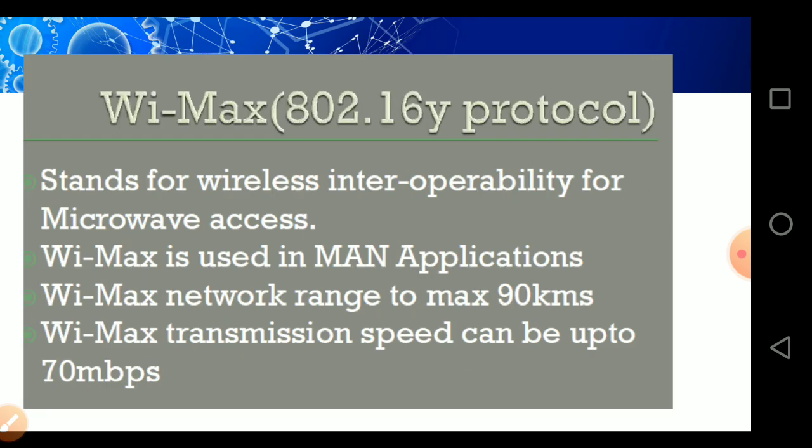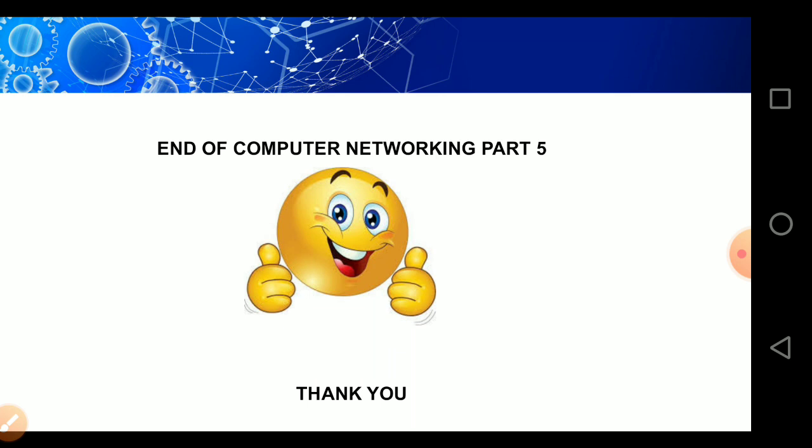WiMAX is another protocol, standing for Worldwide Interoperability for Microwave Access, and the name of the protocol is WiMAX. The standard name is 802.16y. The WiMAX network ranges up to 90 kilometers. Actually, the transmission speed is a maximum of up to 70 Mbps, and it is mainly used for MAN applications. So that's the end of the video.